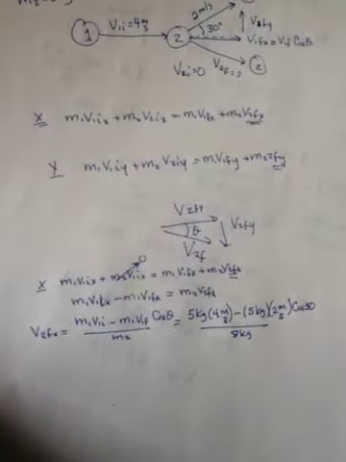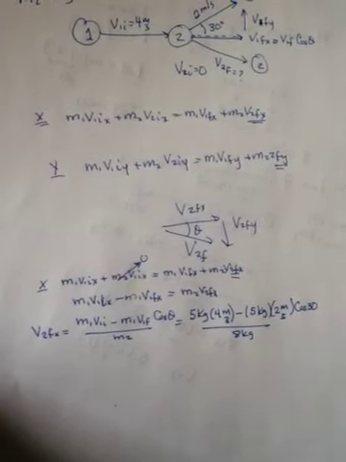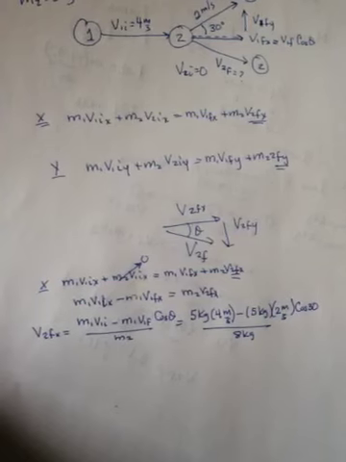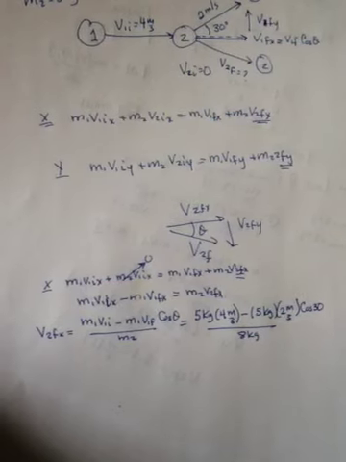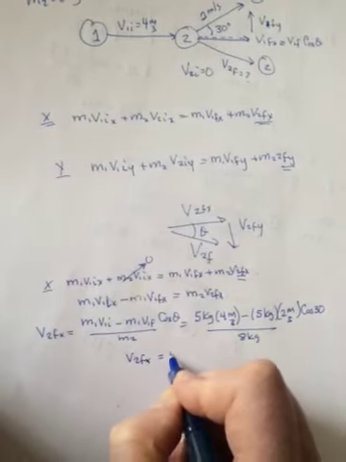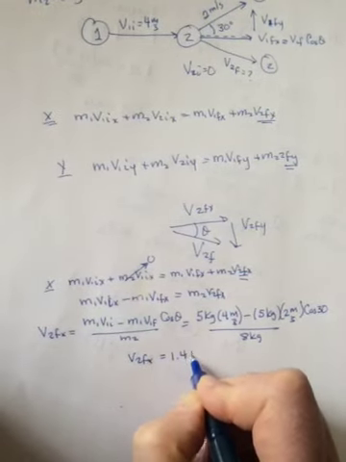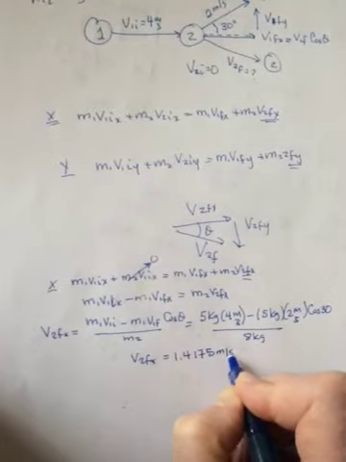So that's 20. Cos of 30 is 0.866. Multiply that by 10, so 8.66, and then you're taking that away from 20 on the top, and you're dividing by 8. So you get a v2 final x of 1.417, let's say 1.4175 meters per second.